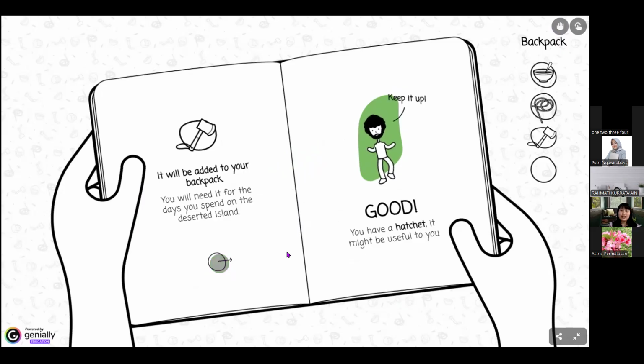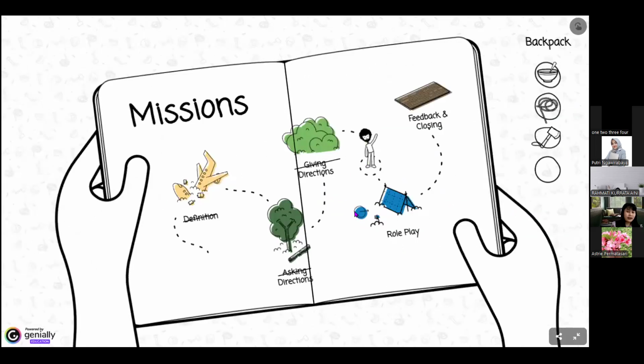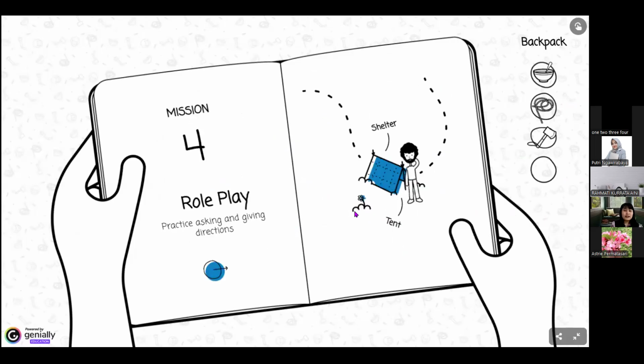Okay, next. The fourth mission is the role play. Practice asking and giving direction. One of you will be a tourist and the other will be a local person. The tourist asks for the direction and the local person gives the direction. Okay, who wants to try? Miss Anna and Miss Ayu, you want to try? Yes. Okay, you can start now, Miss Anna and Miss Ayu.